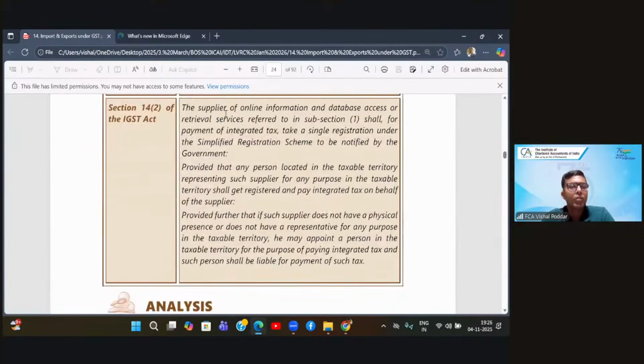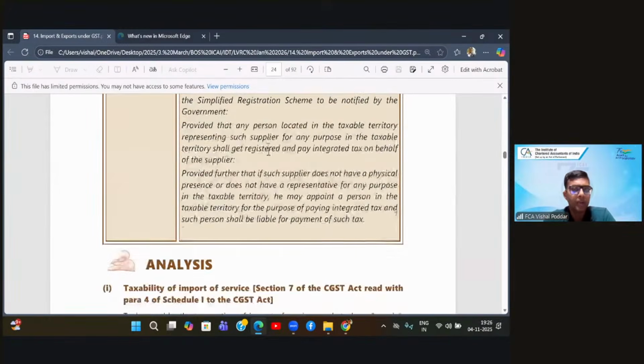Now, the important part is 14(2). It says that the supplier of OIDAR services shall, for payment of IGST, take a single registration using the simplified registration scheme.